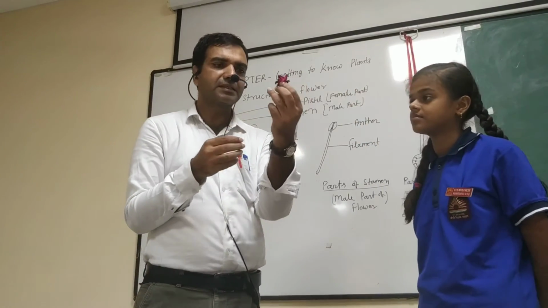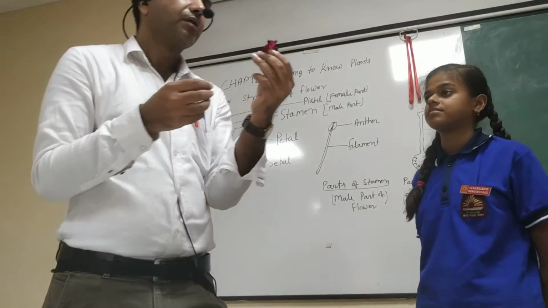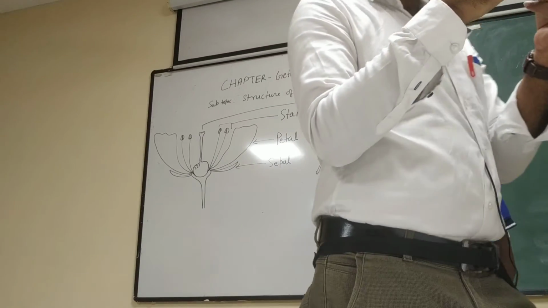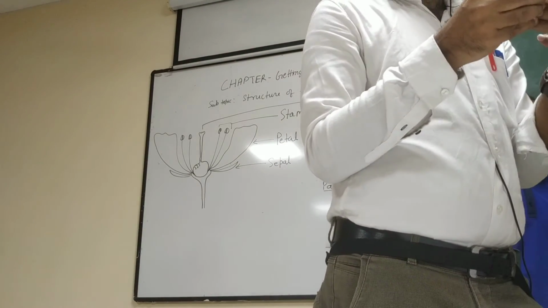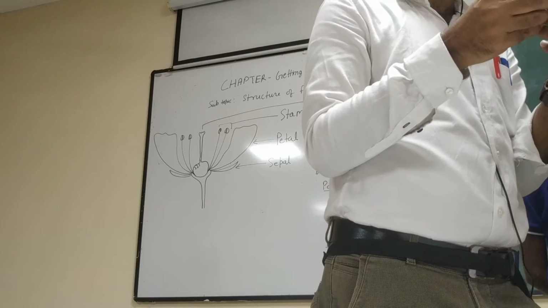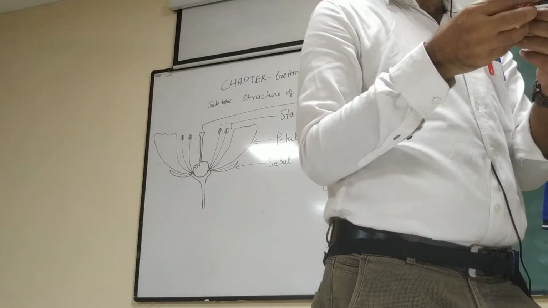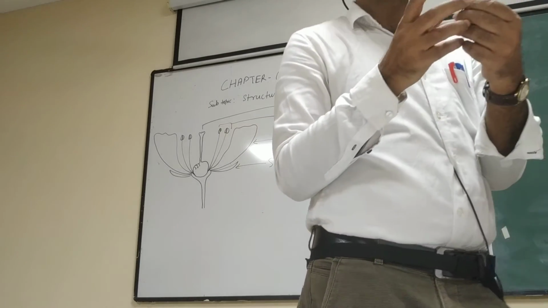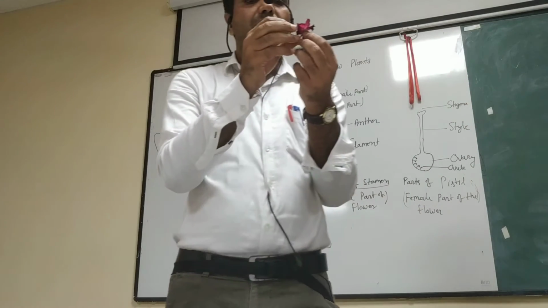It is so many that we can't count it easily. So in the case of the rose flower, we can't say that the number of petals is equal to the number of sepals. Here the number of petals is more than that of sepals. Is it clear? Yes. Okay.